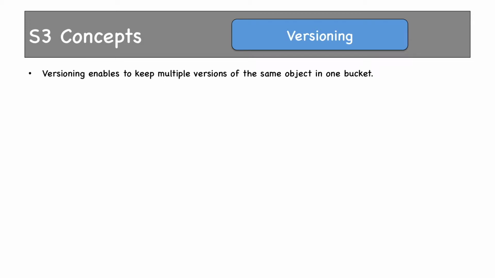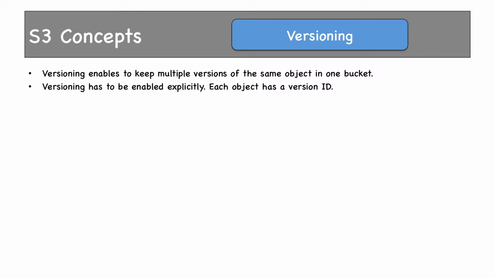Another property of S3 is versioning. This is one of the coolest features provided by S3 and can be used to avoid accidental overwrite and deletion of objects in a bucket. Using versioning, you can keep multiple versions of the same object in one bucket. Versioning has to be enabled explicitly.